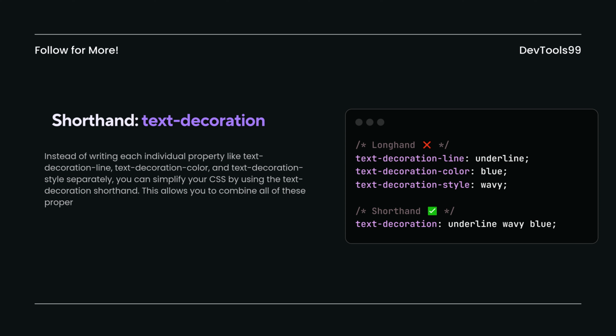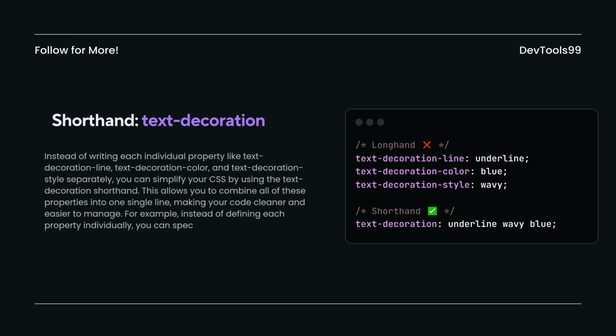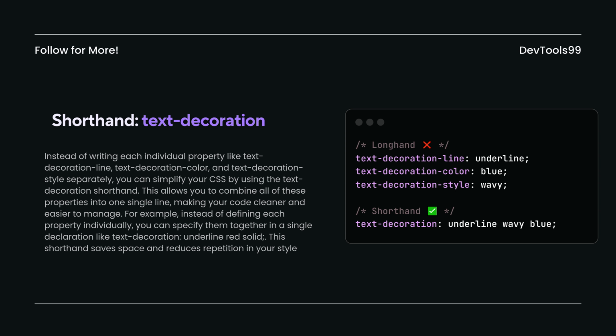This allows you to combine all of these properties into one single line, making your code cleaner and easier to manage. For example, instead of defining each property individually, you can specify them together in a single declaration like text-decoration: underline red solid. This shorthand saves space and reduces repetition in your style.